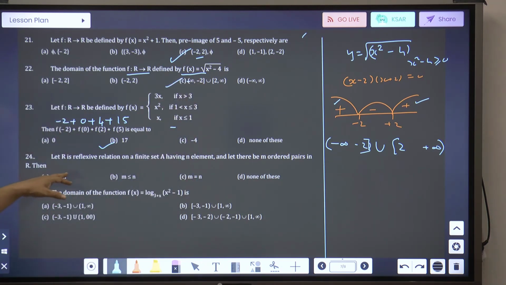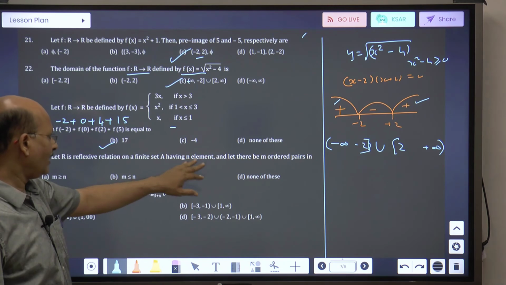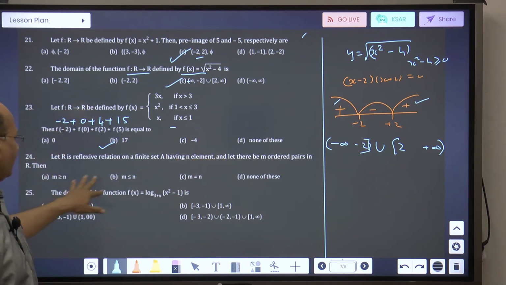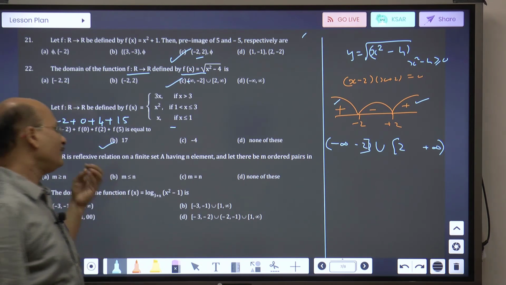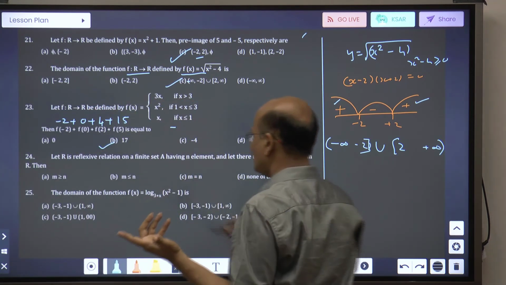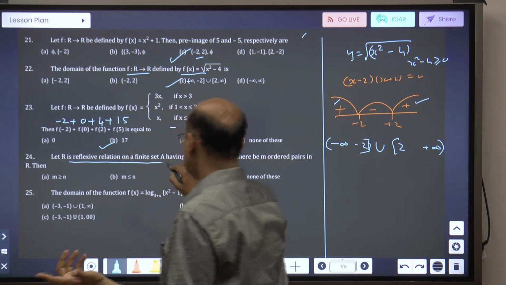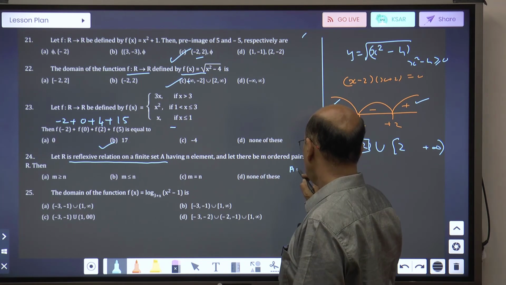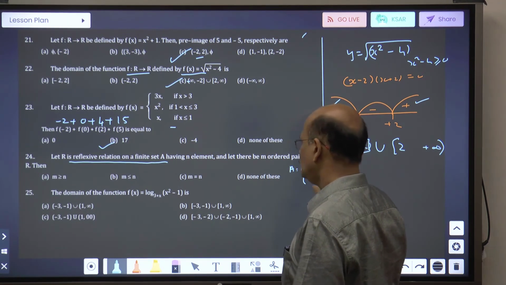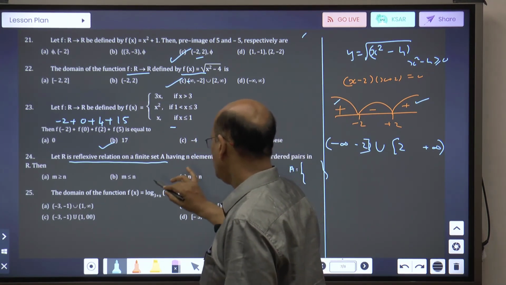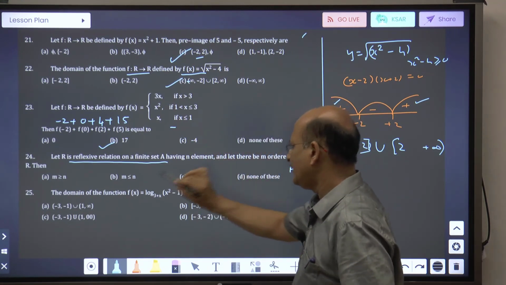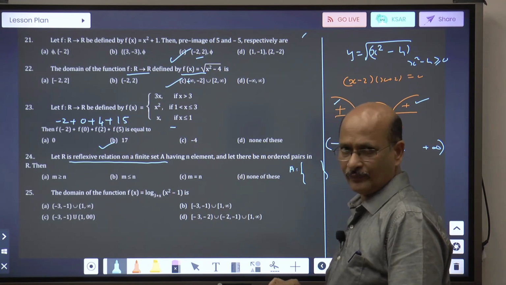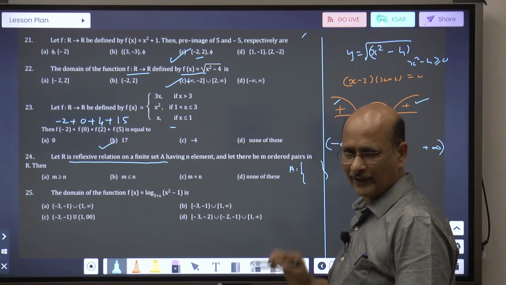R is reflexive on finite set A having n elements, and let there be m ordered pairs in R, then m is... We have nothing to do in this question. R is a reflexive relation on set A. Okay, so set A is there. Tell me whether m is equal to n, m greater than n, or m less than or equal to n. Now it is saying reflexive relation. What is a reflexive relation? 1 1, 2 2, 3 3.